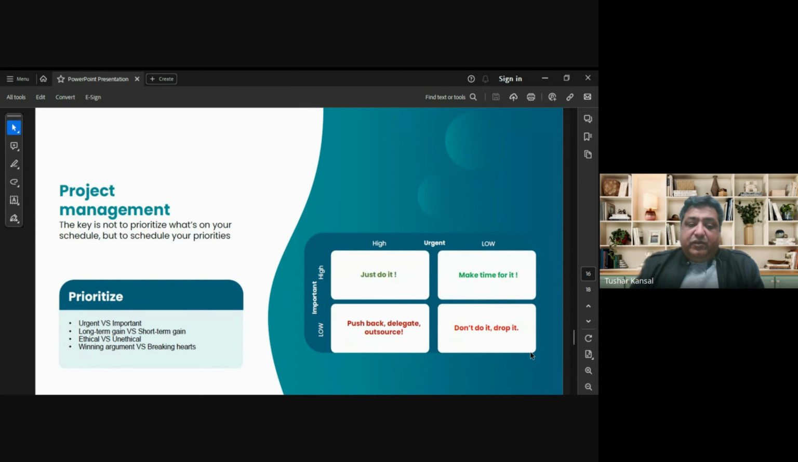And you have to prioritize what is urgent, important, which one will give you long-term gain, short-term gain, which one is ethical and unethical, and which one will win an argument and which one will break hearts. Now, for example, 95% of startups fail because the founders and the co-founders fought. They didn't agree with each other.